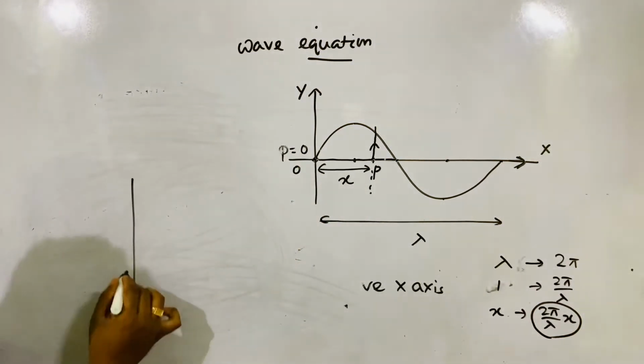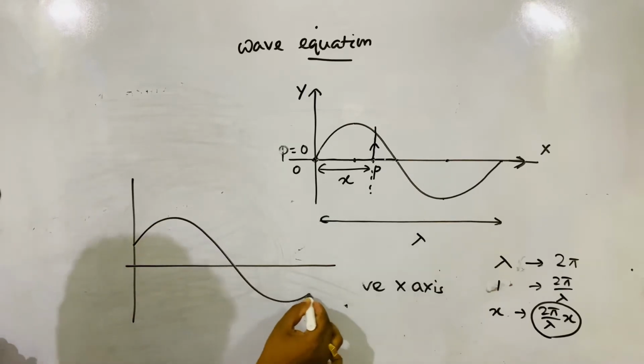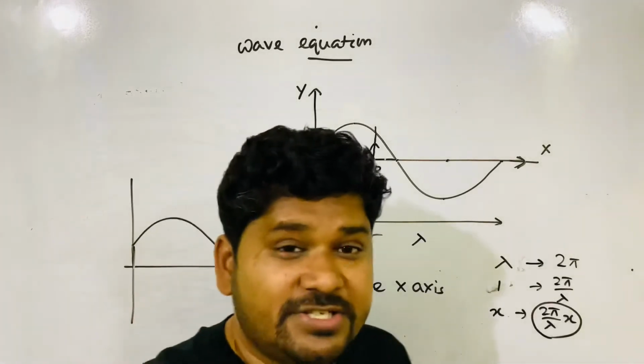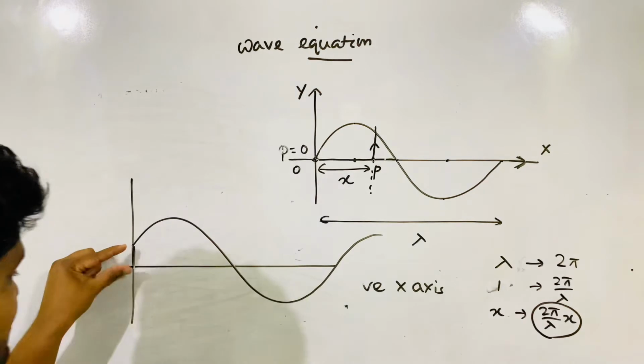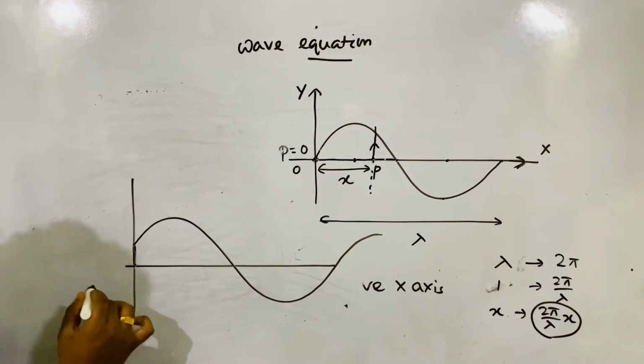So then how will the graph be? The graph will be like this. The particle does not start from here; the particle has some phase. The particle has already started the oscillation. The particle has already some phase. So if the particle has some phase, what happens in this case?